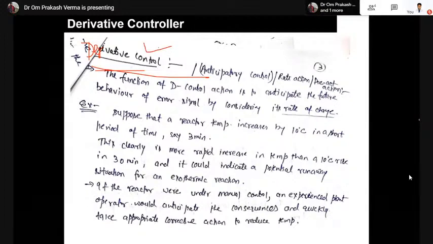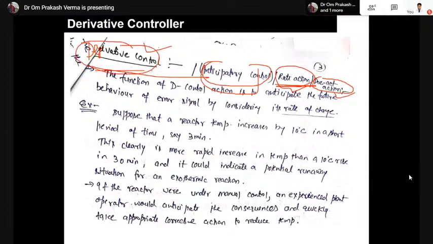the derivative controller is known as the anticipatory controller because it anticipates. How it anticipates, we will discuss here. So rate action, why is it called the rate action? The answer I will give you in a moment. It is called pre-act action. Basically the idea of the derivative control is used for anticipation. Anticipation means some type of prediction, and pre-act action.